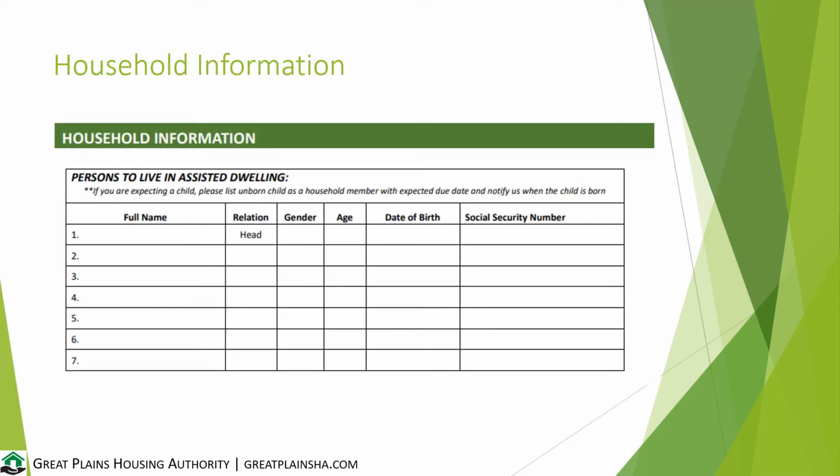Next, provide us with your household information. This page of the form has sections for each member of the household to be listed. All adults and minors in the household should be included in this portion. Be sure to fill out each column for each household member. The only case in which a family member may not have a gender, age, date of birth, or social security number listed is if they are an unborn child.